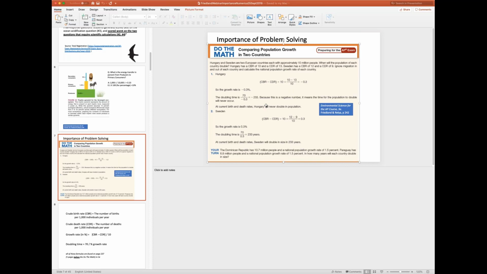So the question of how many years or when will this population double in the country of Hungary, the answer is never. And this could lead you to lots of discussions about what does it mean when countries are experiencing negative growth, and are there any other countries that you know about, and how about the United States? Without immigration, what would our growth rate be like?